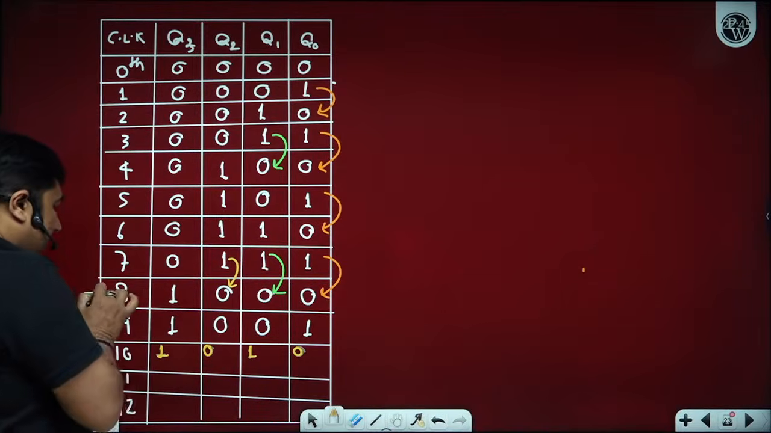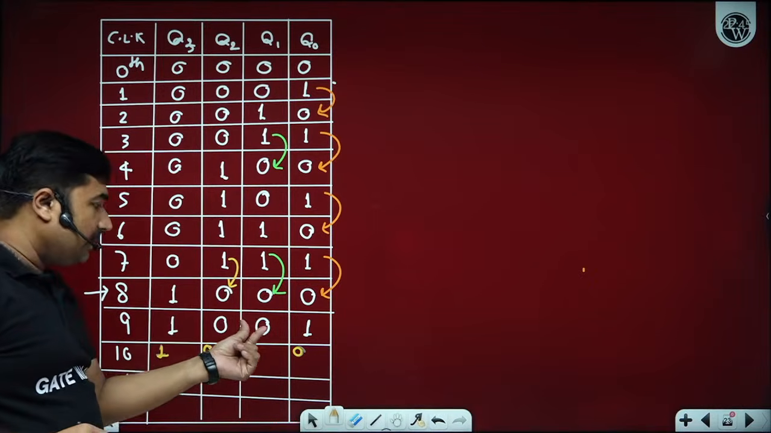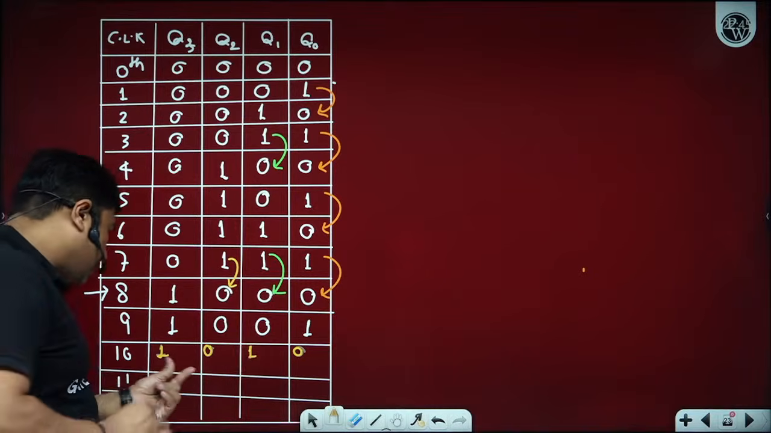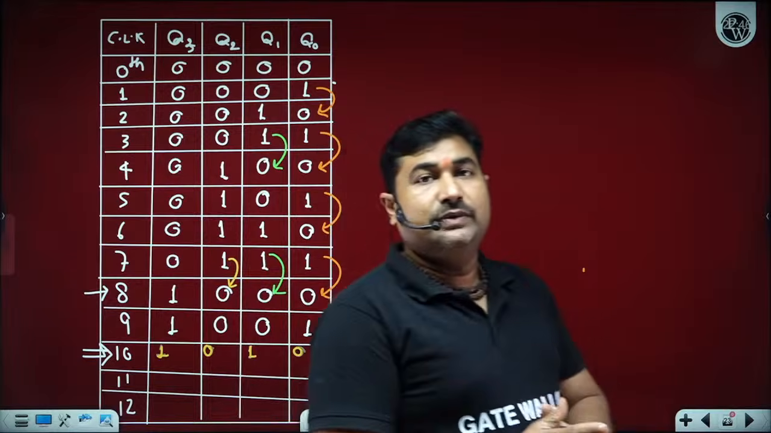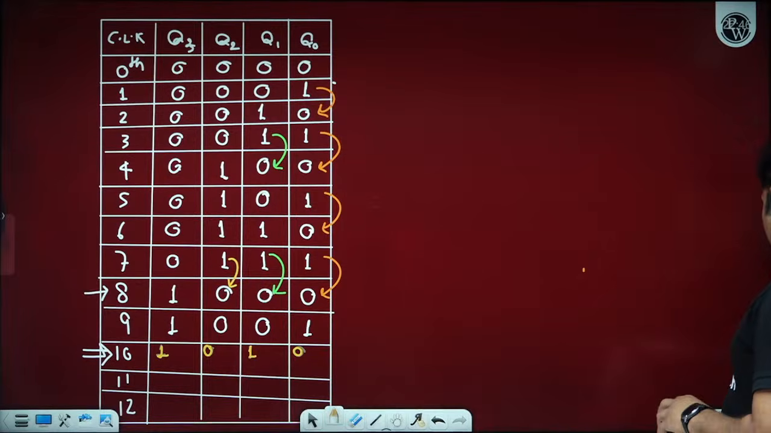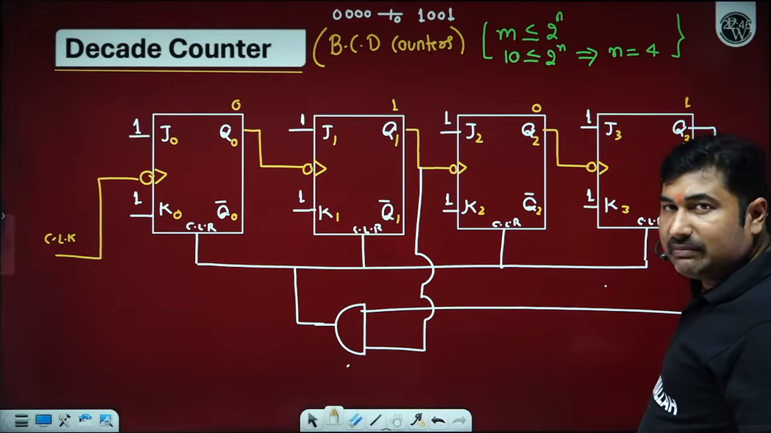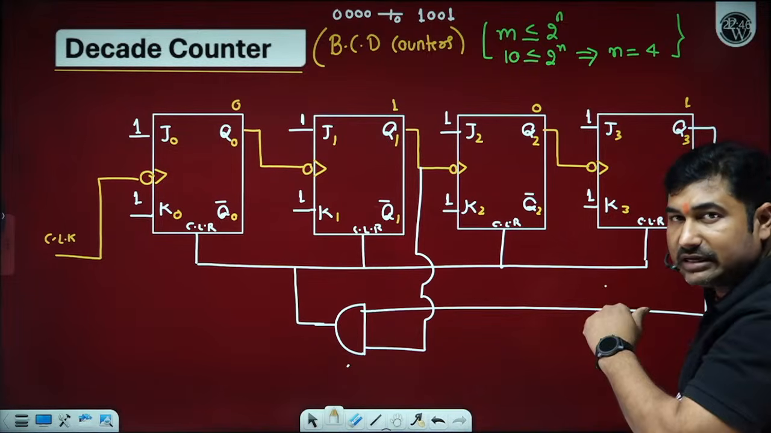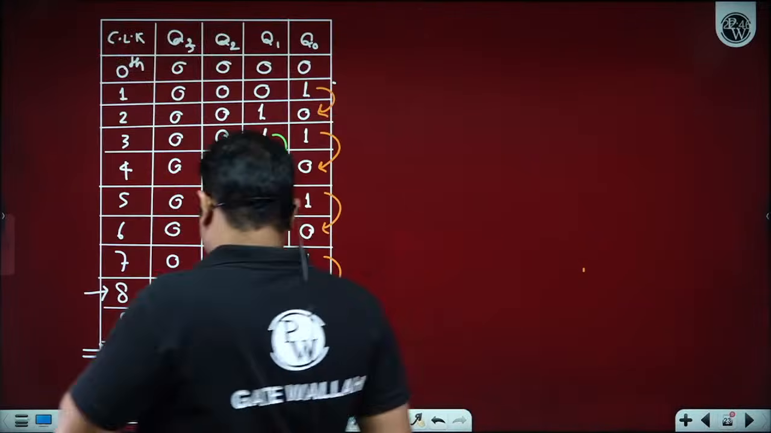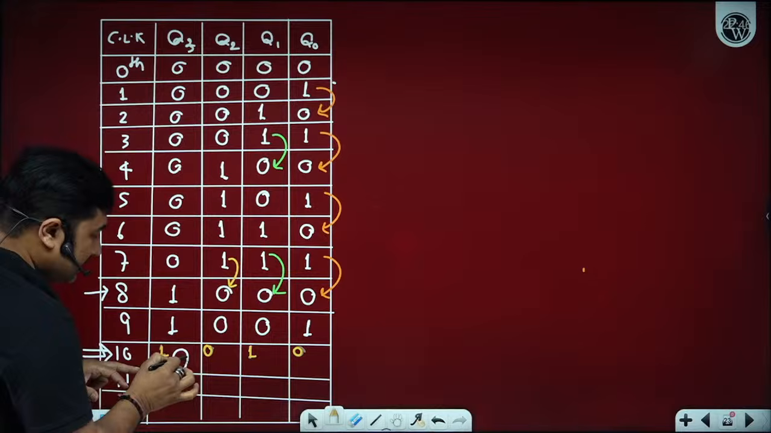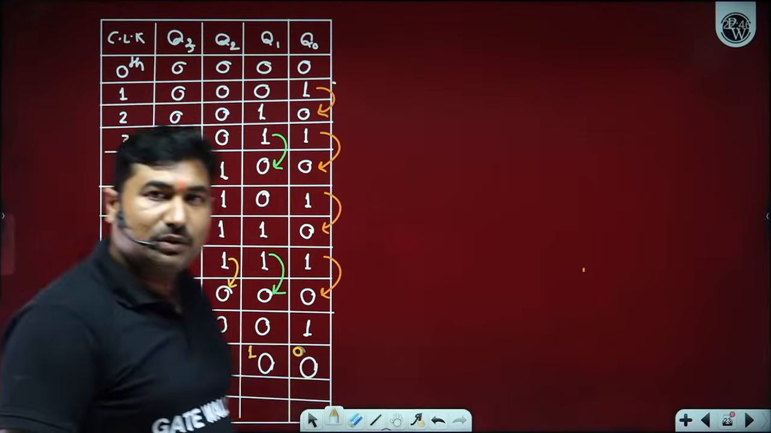On to the 8th clock pulse, Q2 is high but Q1 is low. On to the 9th clock pulse, Q2 is high but Q1 is low. On to the 10th clock pulse only, for the first time, both the inputs of this AND gate will become high. So now the output of the AND gate will become high, and the clear condition appears. All the flip-flops will reset. So this state appeared as a partial state, and finally it stabilizes to 0, 0, 0, 0.